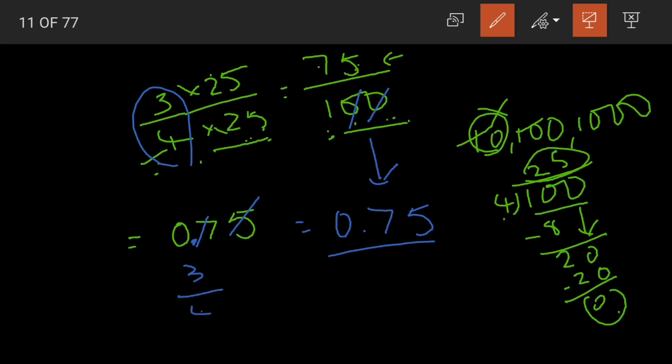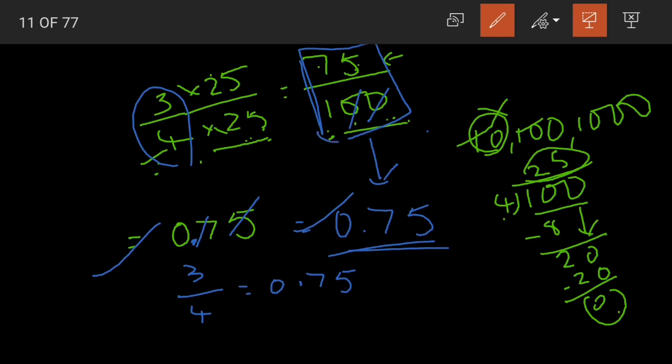What was the original fraction, children? 3 by 4 is equal to, what is the decimal that we got just now? We got 0.75. Understood? See, this step we already know. From 75 by 100 we know how to convert. But before getting 75 by 100, we need to do this step. We need to find out the equivalent fraction so that the denominator is either 10, 100, 1000, etc.